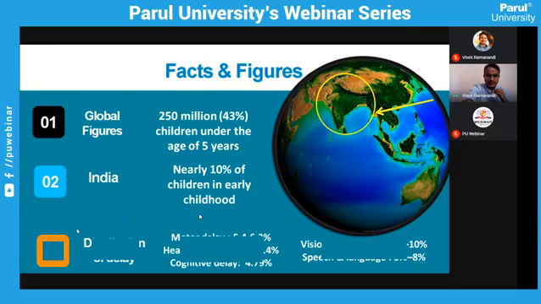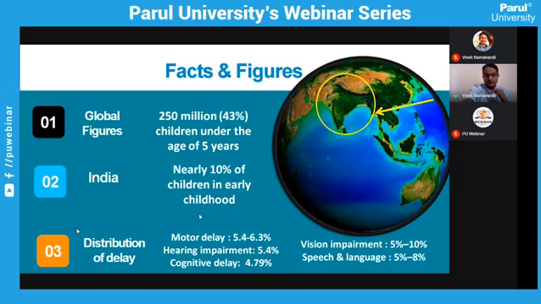If you look at the distribution of delay, motor delay accounts for 5.4 to 6.3%. Amongst these 10% of all the children, hearing impairments account for 5.4%, cognitive delay 4.79%, visual impairments 5 to 10%, and speech and language in 5 to 8% of children are delayed.